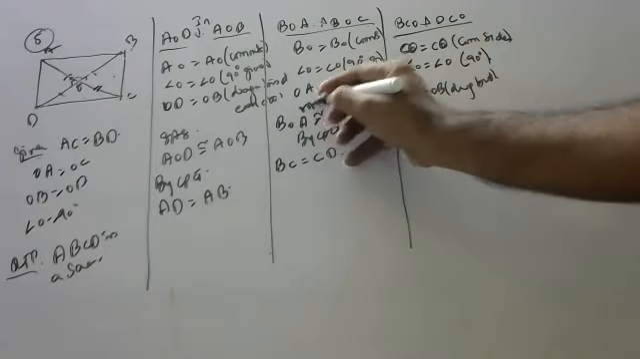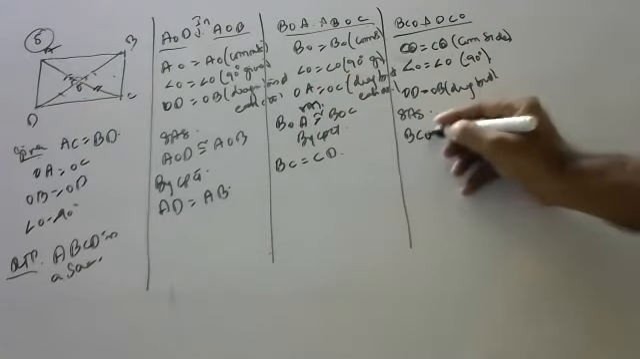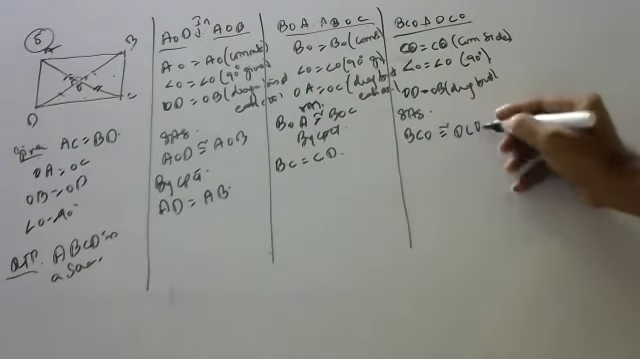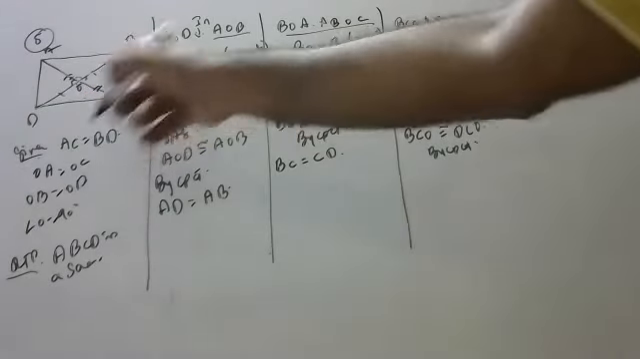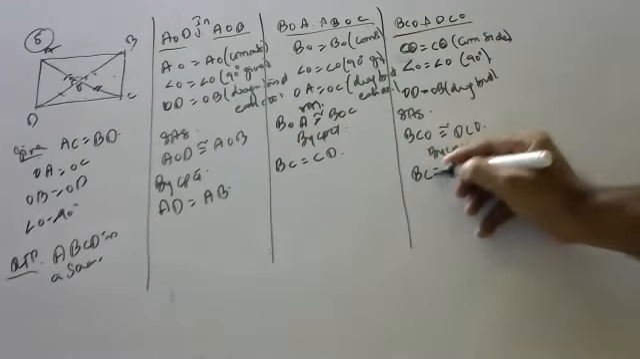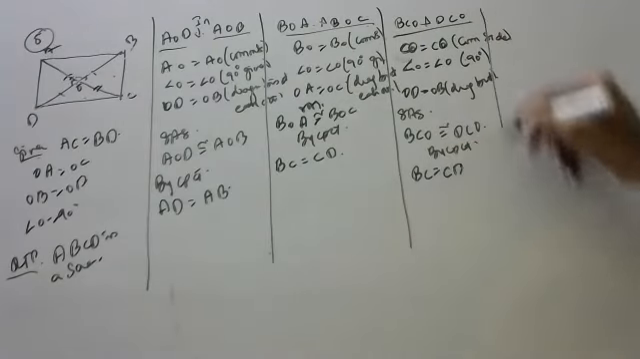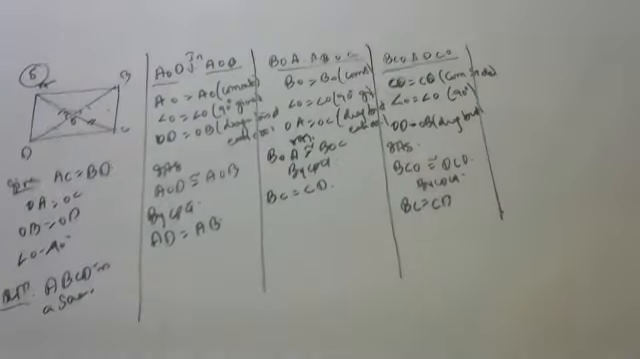Here also SAS, children. Triangle BCO is congruent to triangle BCO. By CPCT, what can we write, children? BC is equal to CD.